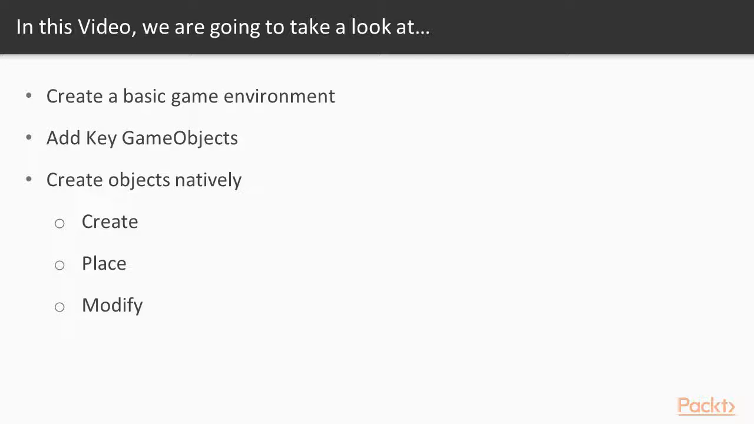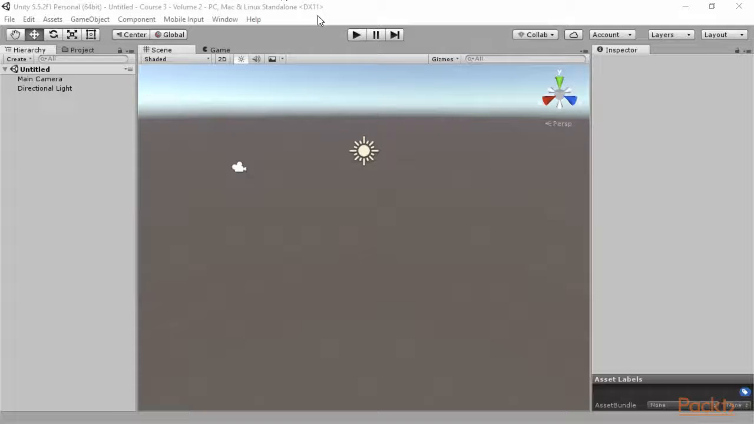In this video, we're going to create a basic game and add a camera and a player controller. That will be the foundation of our game environment. Then, we will create several game objects natively. We will create these objects, place them, and modify them. Okay, let's launch Unity 5. We will start with a new project.